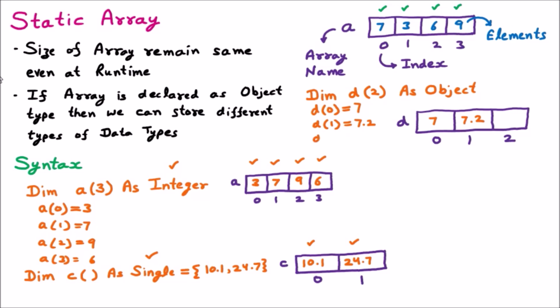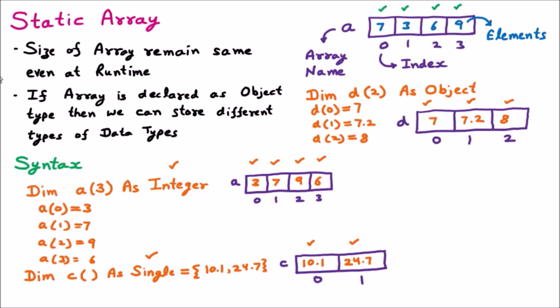Let us suppose that on D2 I again want to store, let's say, the integer value, so I can again store. That means in the object I can mix multiple data types. So we know that first and the last, these are the integer, and the middle one is the floating point. So here we are having the mixed data type. That is also possible with the array, only because we are having the declaration of object type.